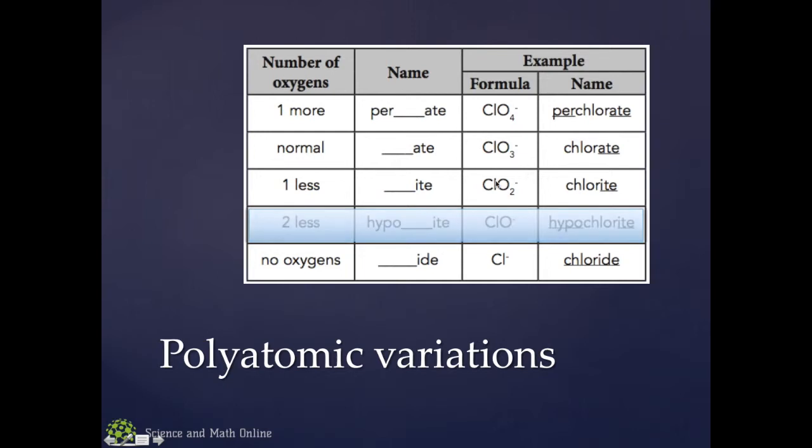And then the final one is 2 less. If I have 2 less oxygens, then it's hypo, then the dash and ite. Okay, hypo is the opposite of hyper. So hypothermia is low body temperature. So hypodermic, below or under the skin. Okay, hypodermic, below skin. So hypo means below or under. And so in this case, it means that's our lowest one down. So hypochlorite is 2 less than normal.